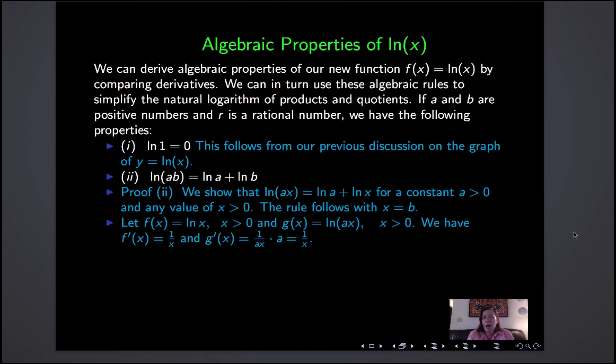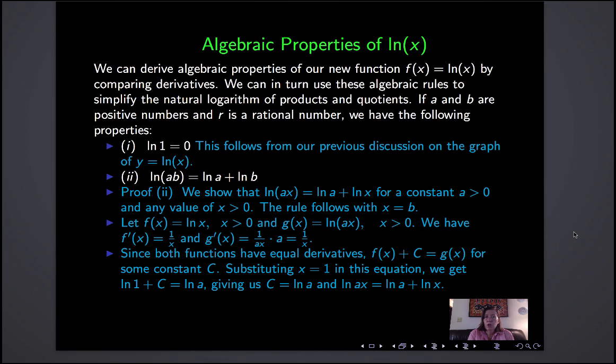Let f of x be the natural log of x for x greater than 0, and g of x is the function the natural log of a times x, where x is greater than 0, a is greater than 0. When we differentiate both of these functions, we get the derivative of f is 1 over x, and the derivative of g using the chain rule is 1 over a times x, times a, which again is 1 over x. Now from calculus 1, you know that if two functions have the same derivative, then they must differ by a constant.